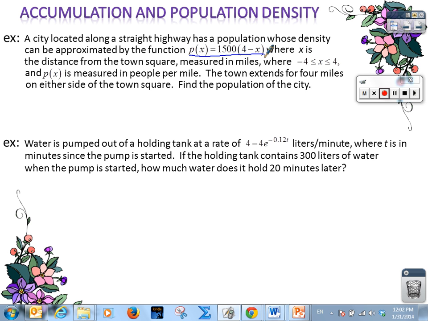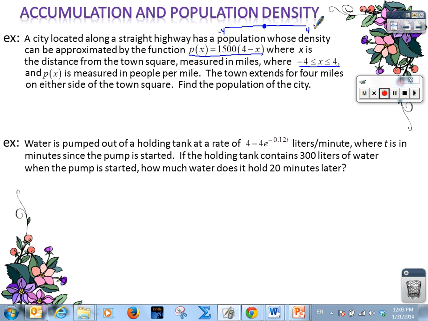So we're along a straight highway, so I'm just going to draw that, where x is the distance from the town square. We'll make the town square right there, measured in miles. And our density function, p of x, is measured in people per mile. The town extends 4 miles on either side, so it gives us some information from -4 to 4.